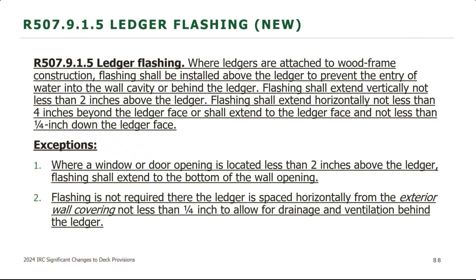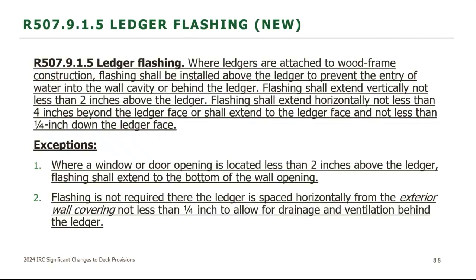So that flashing needs to extend vertically not less than 2 inches above the ledger, and then come down on top of the ledger itself, and then extend out horizontally at least 4 inches beyond the ledger face, sort of an L-shaped flashing, or it can extend down the ledger face not less than 1/4 of an inch in a Z flashing type style. You do have some exceptions where there's a window or a door above there. You can't get that 2-inch leg of the flashing up above the ledger if there's a window or a patio door there. And then the flashing is not required where the ledger is spaced horizontally from the exterior wall covering not less than 1/4 inch to allow for drainage and ventilation behind the ledger.